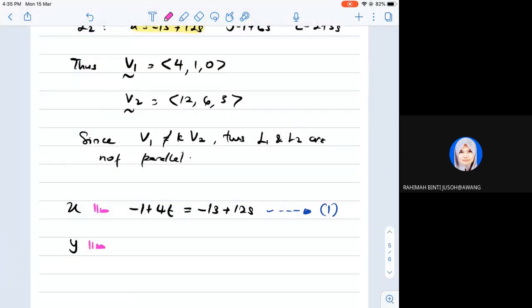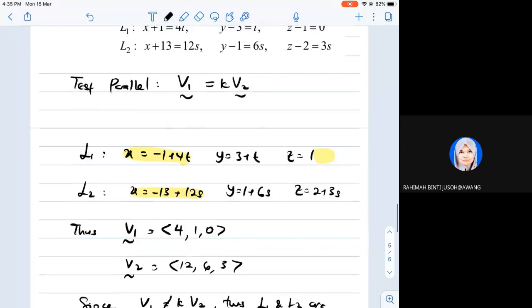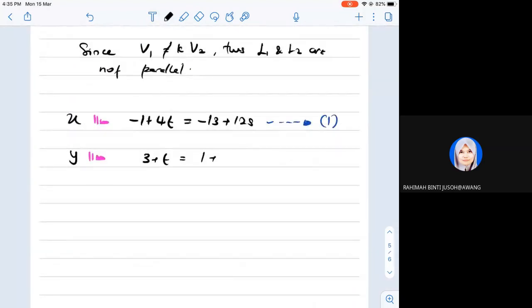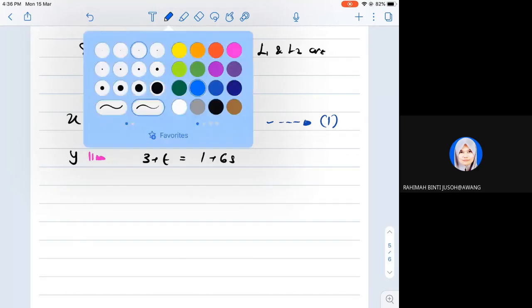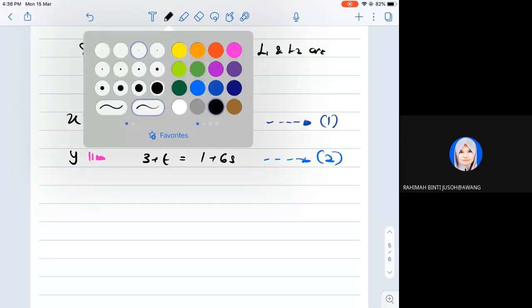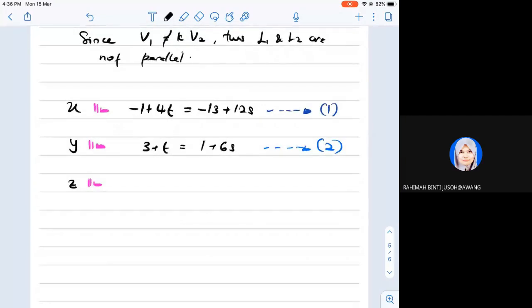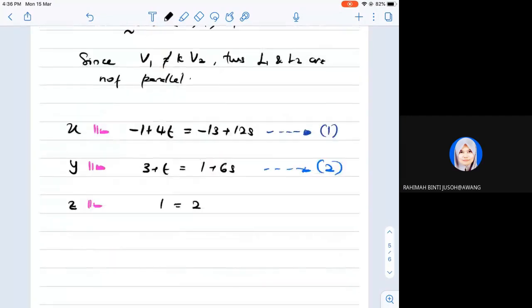Equation number 2, Y. Okay, you ambil equation daripada Y lah. So 3 plus t samakan dengan 1 plus 6s. So this is the second equation, equation number 2. And the last one, Z. So equation untuk Z ni adalah 1 equals to 2 plus 3s. So this is the third equation.